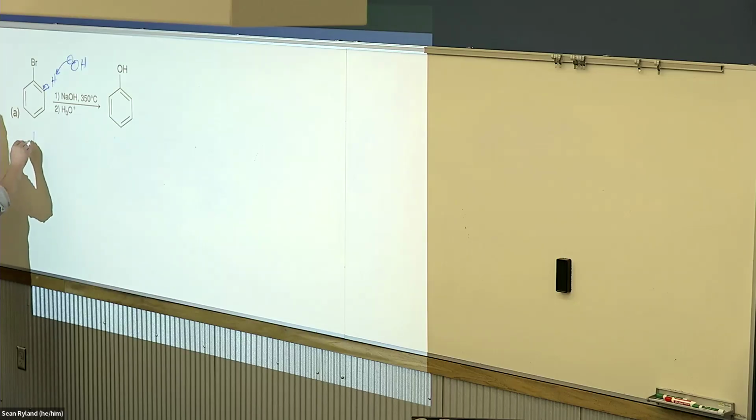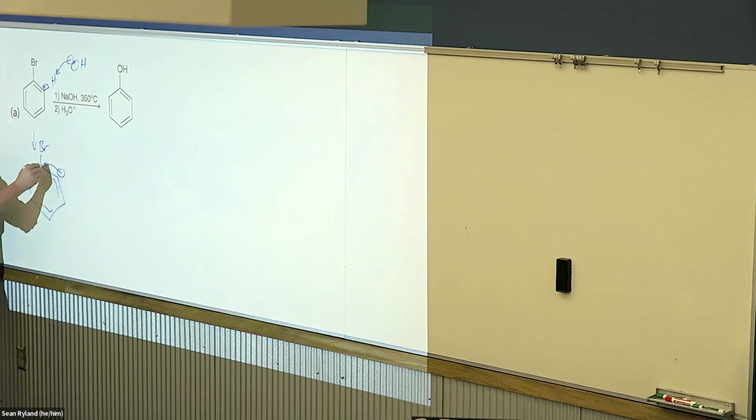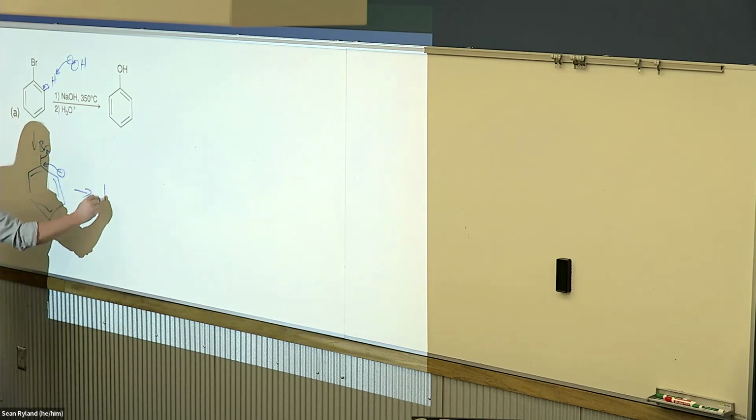And really, the first step, it doesn't happen simultaneously. It's not an E2 reaction where everything's happening simultaneously. We are going to make that intermediate with a negative charge, which then moves over as the bromine takes the electrons with it. That's going to make our benzyne.